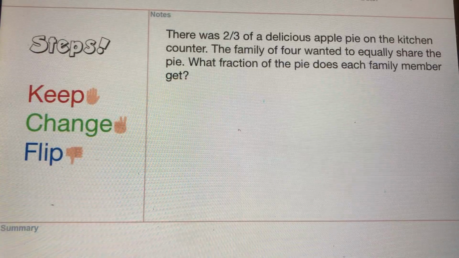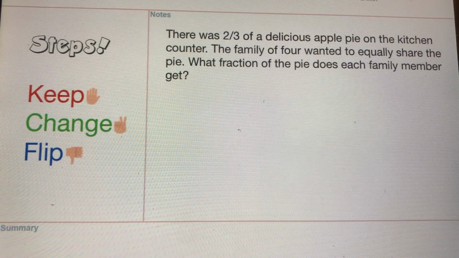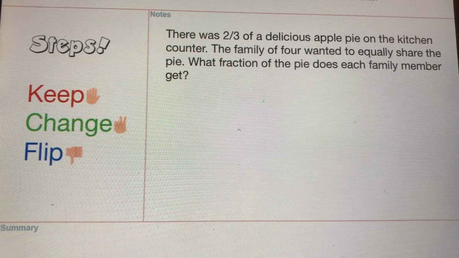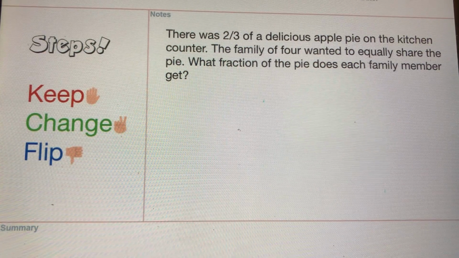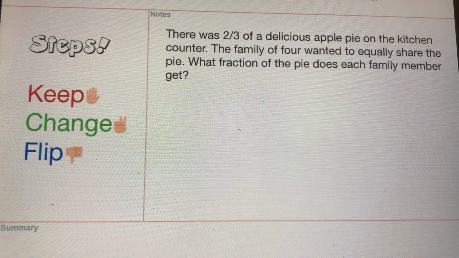Okay, last problem. There was 2/3 of a delicious apple pie on the kitchen counter. The family of 4 wanted to equally share the pie. What fraction of the pie does each family member get?